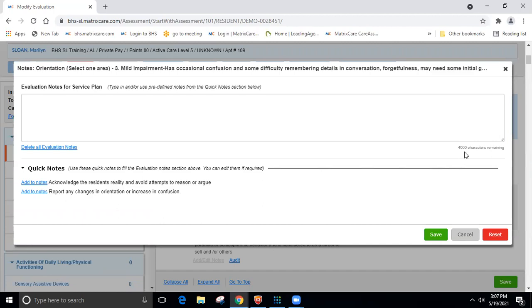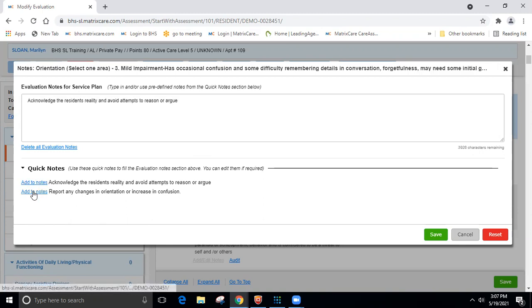So in each question, there's going to be a box for notes. Notes go over to the service plan. And as we do this evaluation, we're also creating a service plan. So anything you want the aides or the other staff reading the service plan to see, you would be able to type in notes. You don't have to, but it's really nice to have some definition for the aides.